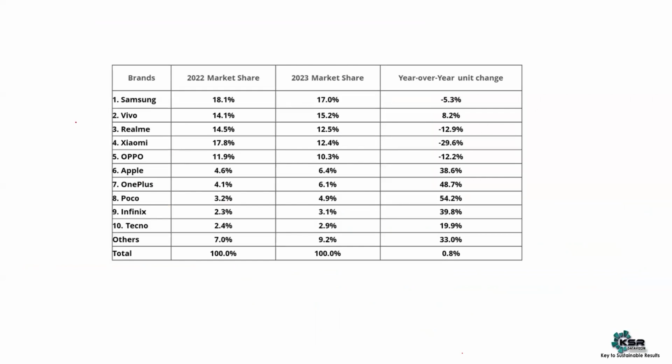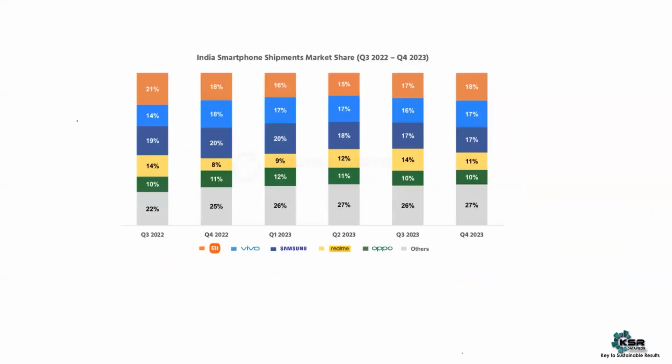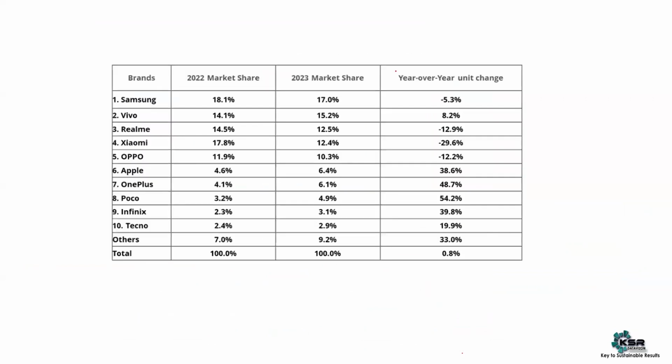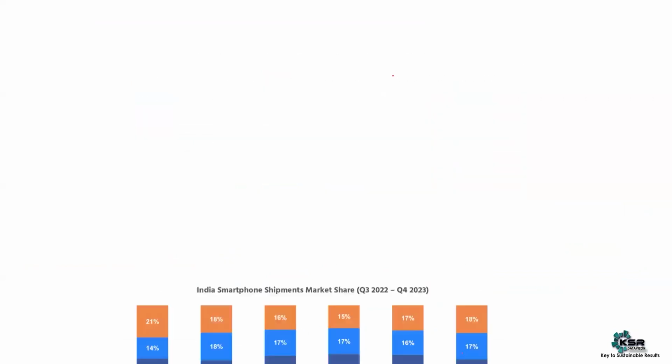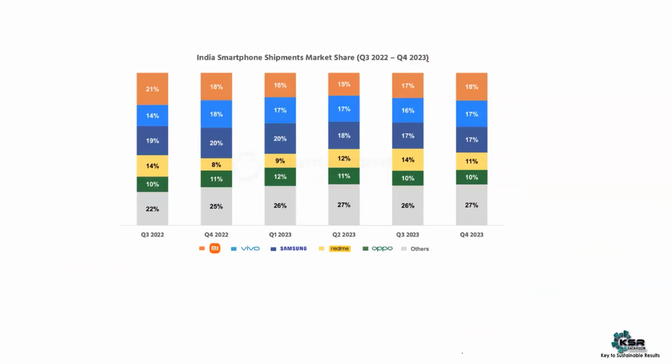The same table representation, if I try to show it using this picture, is very difficult to understand. But if that same information is done in Power BI, this is just a Power BI representation of the Indian smartphone shipment market. So this is how visualization plays an important role.